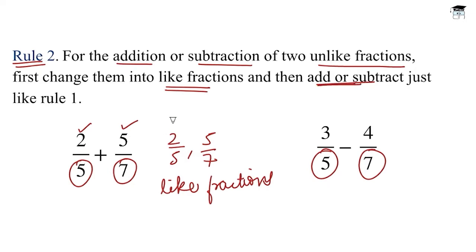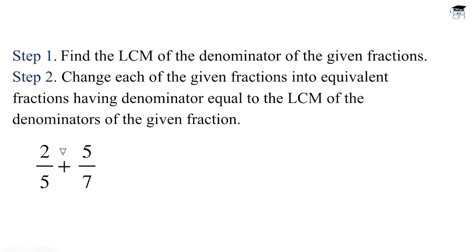Okay, so let's see how we can convert these 2 fractions, 2 by 5 and 5 by 7, into like fractions. There are 2 steps to convert unlike fractions into like fractions. The first step is to find the LCM of the denominators of the given fractions. The denominators are 5 and 7.